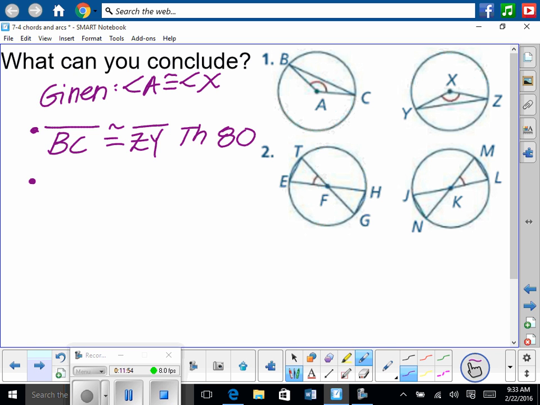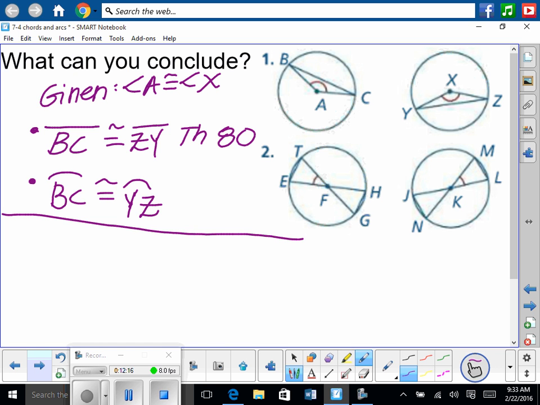And then what else can we conclude? If an angle is equal to, won't the arcs also be equal? Because if we know that the chords are equal, aren't the arcs equal? For sure. So we can also say that arc BC is congruent to arc YZ. Okay, moving on.